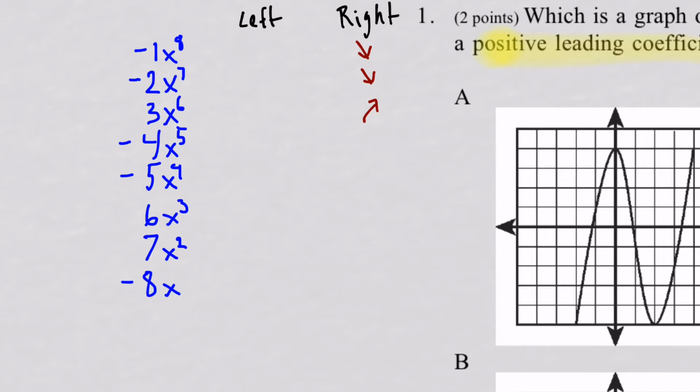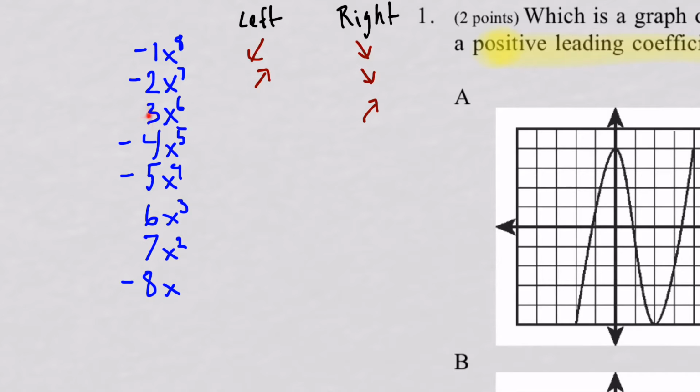A negative, that means down on the right. And even, that means that on the left, it's also down, because they have to be the same. Since this is even, they have to be the same. Look at the next one. Negative means down on the right. Odd means that they have to be different. So if this is down, that means that the left side must be up. And then you could continue that pattern for all of them.